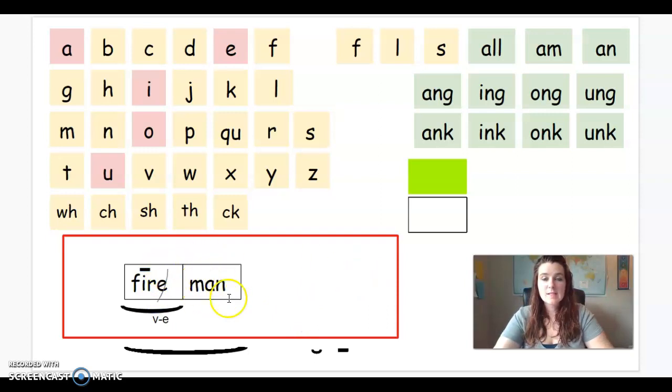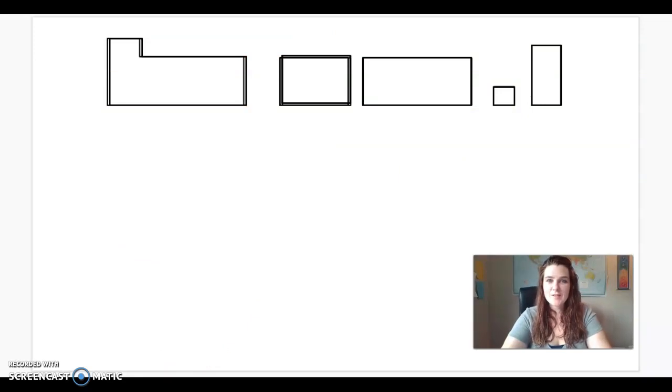Let's look at our second syllable. Is this a vowel consonant E syllable, or is this a closed syllable? It's a closed syllable. Okay, there is a short vowel, and it's closed in by one or more consonants. Okay, so we will make this a C for closed. Remember, we put a breve above our A because that's a short vowel. Let's say our word one more time. Fireman. Good job.